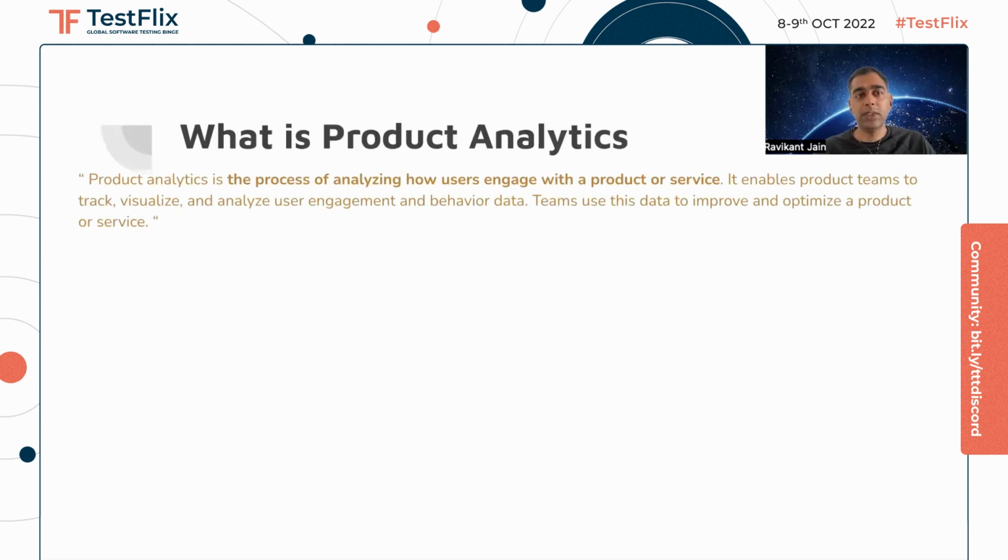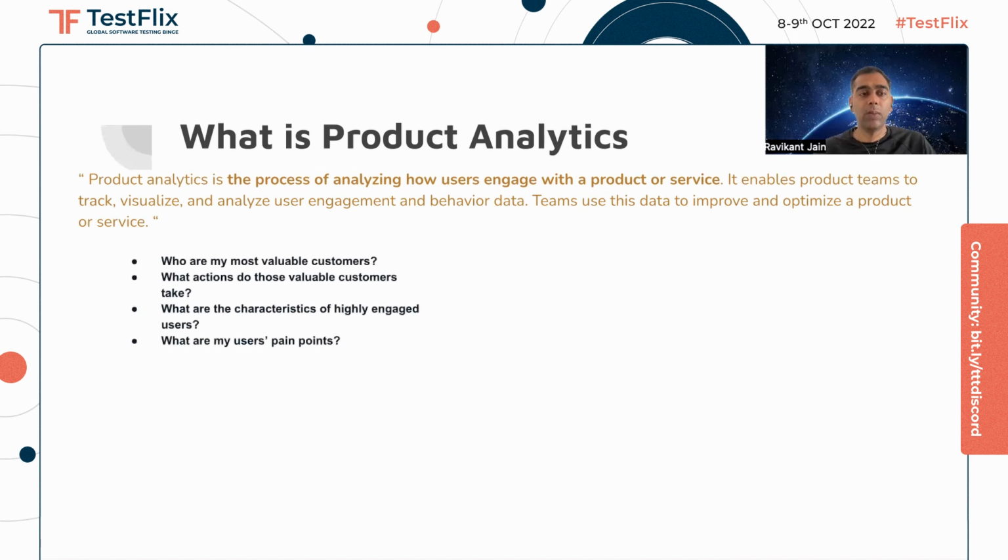So product analytics is basically the process of analyzing how users are engaging with or using the platform or services. Over time, the product team takes help from this analytics tool to improve their product or services. When we talk about product analytics, what does a product manager look for from these details? Who are my best valuable customers, what are the actions taken by these customers, what are the characteristics of engaged users, and what are the users' pain points.